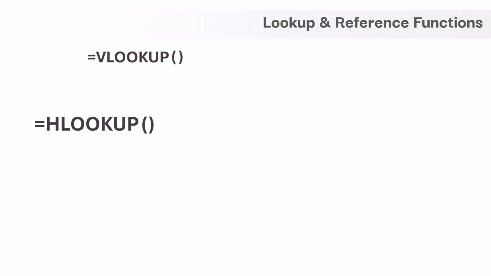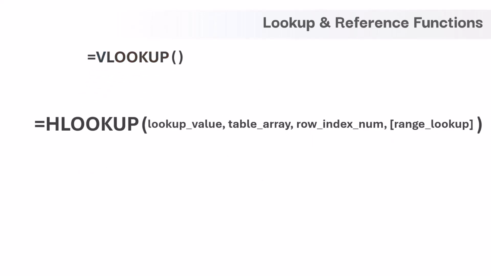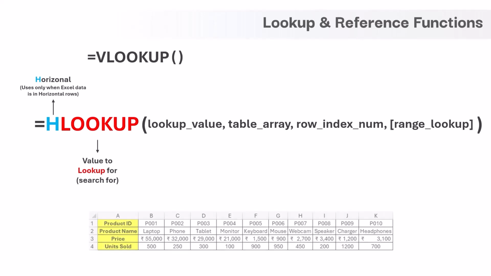The next function is HLOOKUP, and it has similar set of arguments. This function works similar to VLOOKUP but on horizontal data, and of course, that's what H stands for in the function name. Horizontal lookup. By now, you must have guessed it that this function is used when data flows from left to right, or the data which has row-wise headers. So basically, HLOOKUP will search for a value in a given dataset row and pulls the value from any different row which is in the same column.